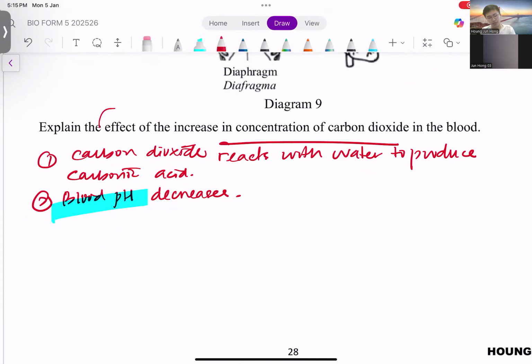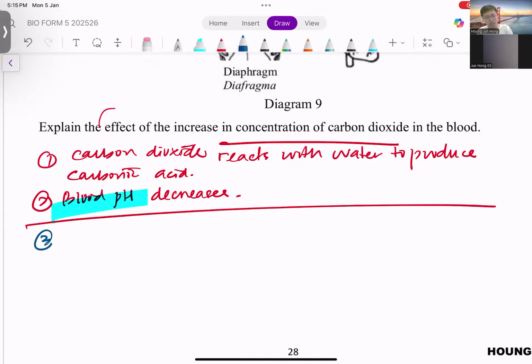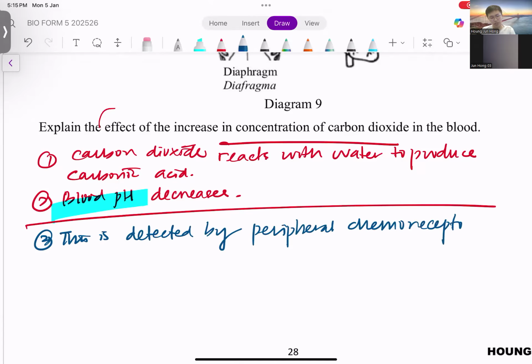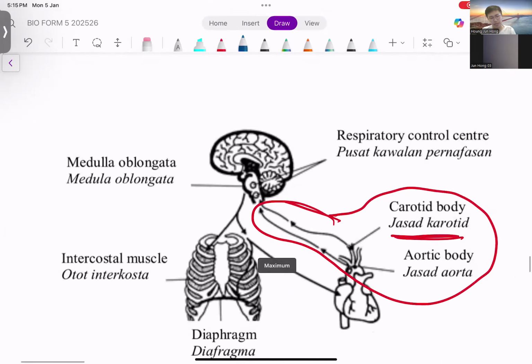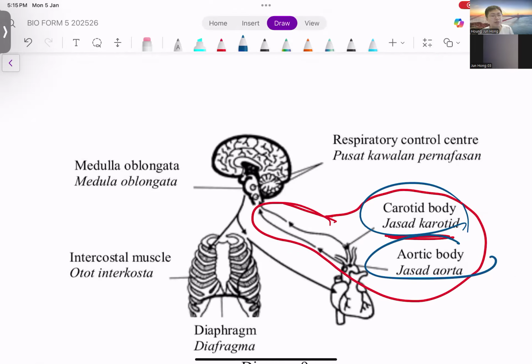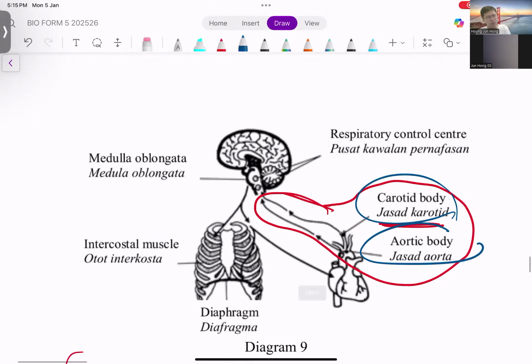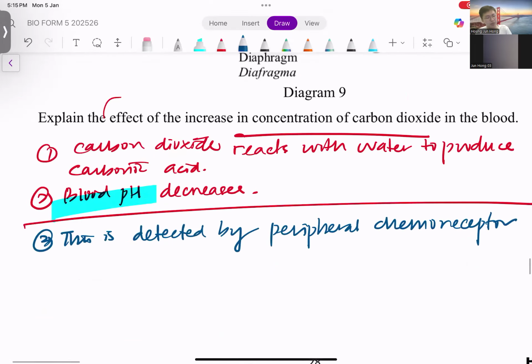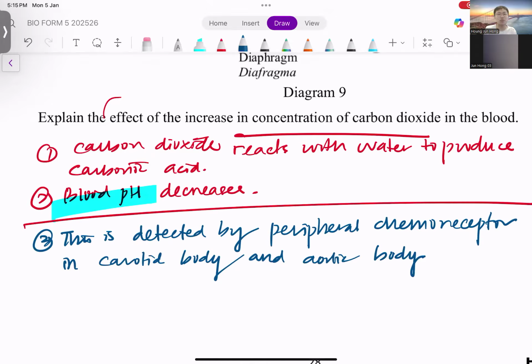So, blood pH. Then, from here, you get to the nervous system part. This is detected by peripheral chemoreceptor. Again, because I think this question purposely tells you that there is carotid body and aortic body. You should definitely give a bit of focus to these two bodies, right? There are the peripheral chemoreceptors in aortic and carotid body. So we have the chemoreceptor from these two bodies.